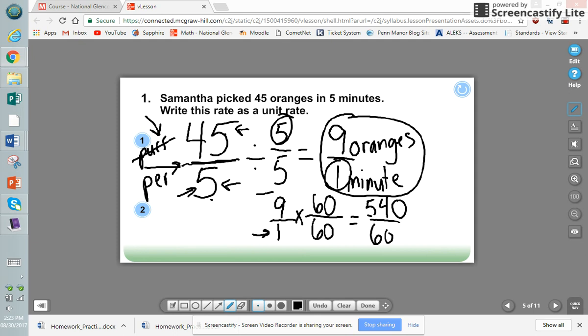Now, that sounds pretty fast, and especially when I apply one more piece of math to it. I said, okay, well, if Samantha can pick 9 oranges in 1 minute, how many can she do in 60 minutes? And oh my stars, she can pick 540 in 60 minutes. You might also know that as 1 hour. So how did I get across that? Well, I multiplied to figure this out. 1 times 60, of course, is 60. And then 9 times 60 is 540. Let's scroll forward to another type of problem.